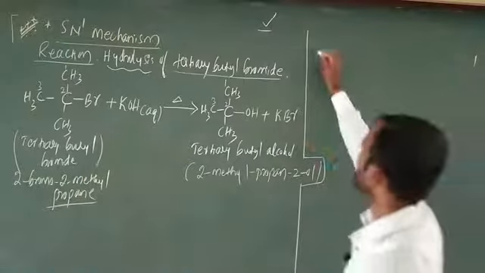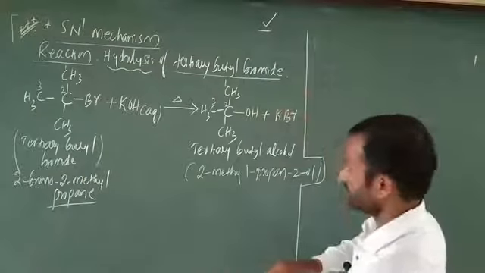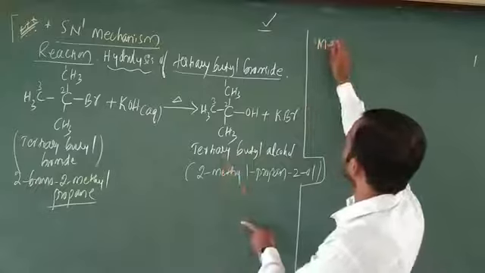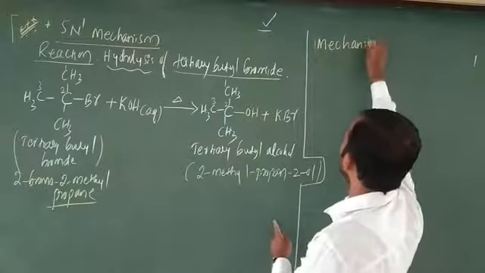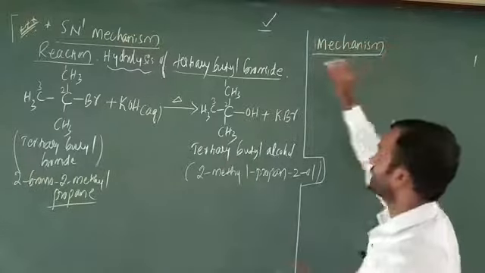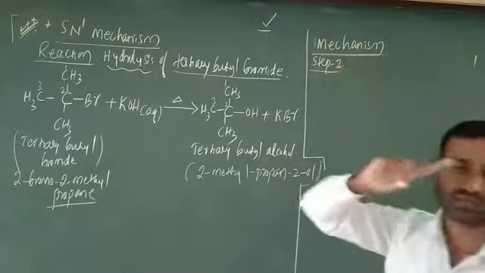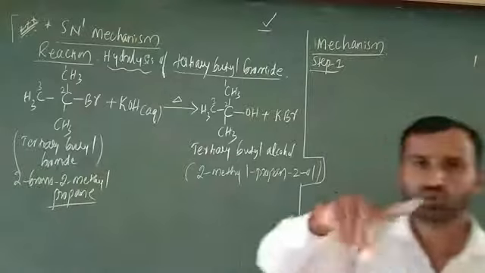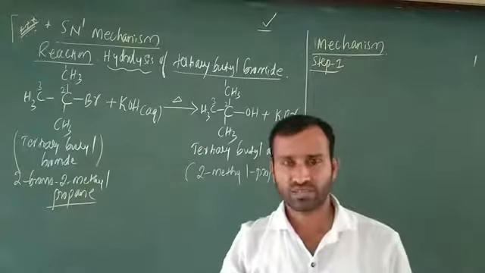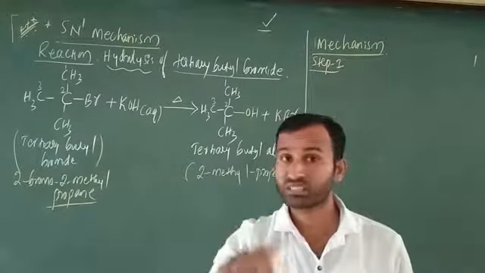Mechanism for SN1 mechanism. In the mechanism there are 2 steps. Step 1 is a slow step. Step 2 is a fast step. The slow step is the rate determining step.